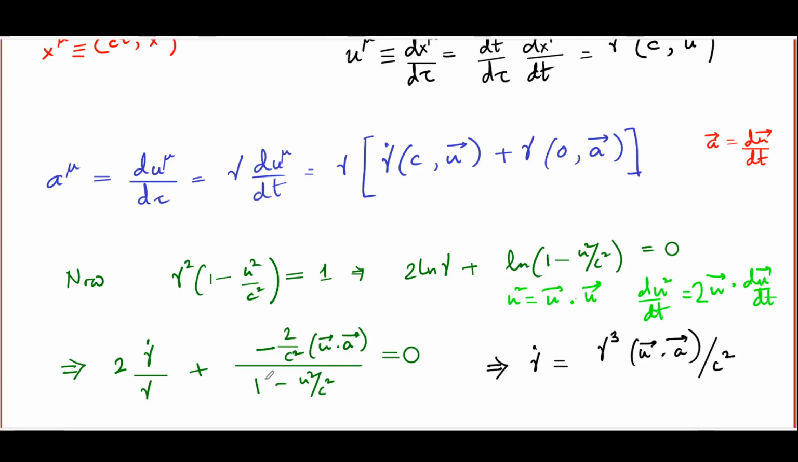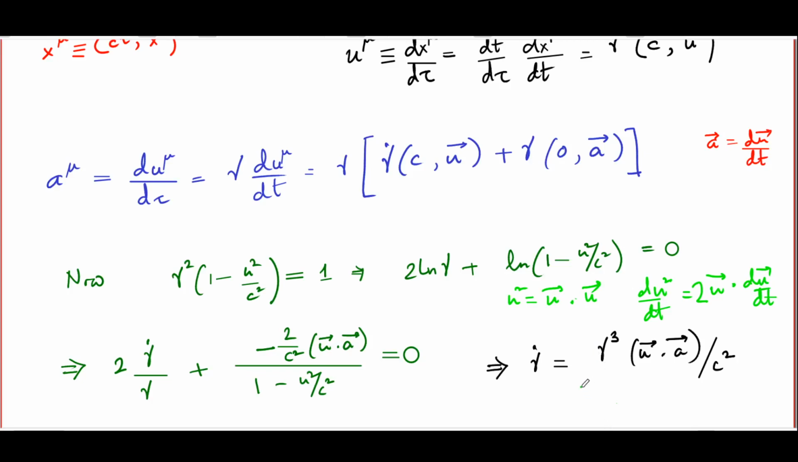So this total thing of course is 0, the derivative of the right hand side. And this immediately tells us that gamma dot has to be gamma cubed times u dot a by c squared. The gamma cubed comes simply because you are multiplying 1 over (1 minus u squared by c squared), which is gamma squared, by the 1 gamma which was there already with the gamma dot.